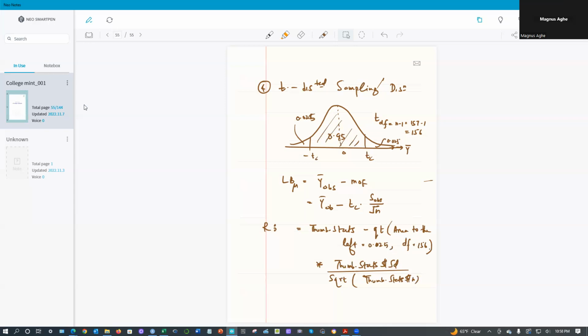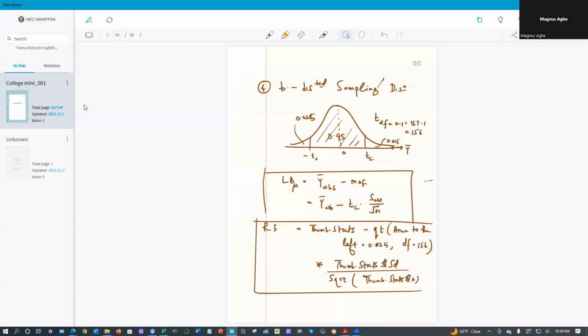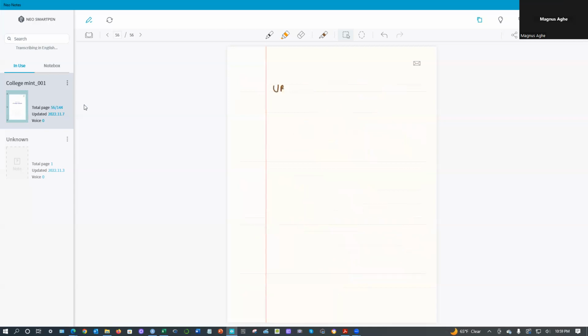Then in a similar fashion, you can write the same thing. Quantile T, in the same way, you can write the upper bound with the plus sign. That's not a big deal. The upper bound of mu is nothing but y bar plus margin of error. That means y bar plus TC times S sub y, divided by square root n.